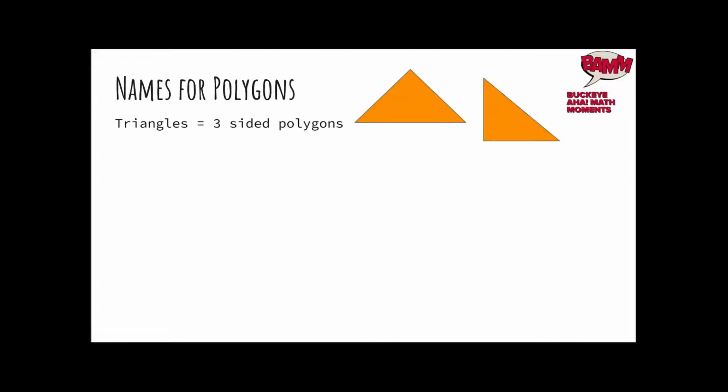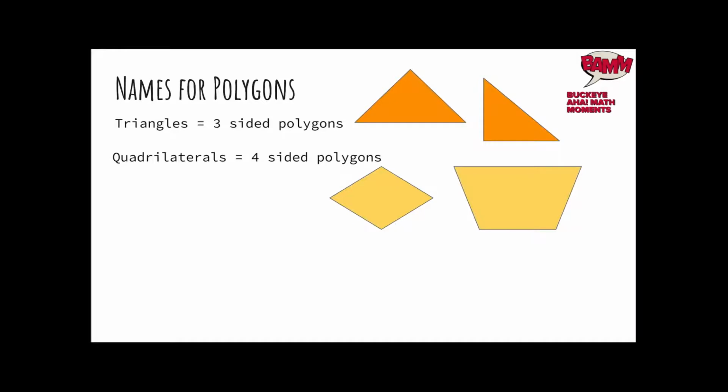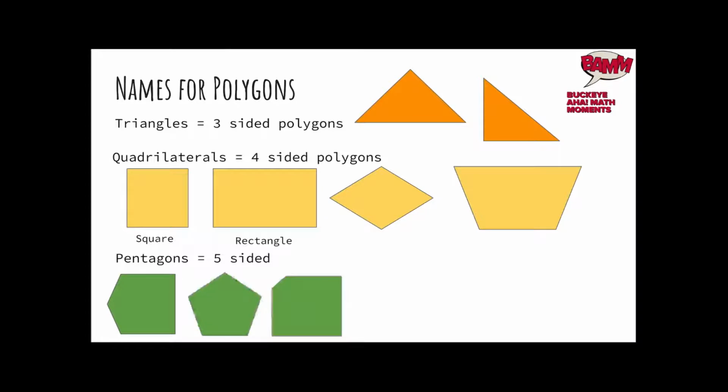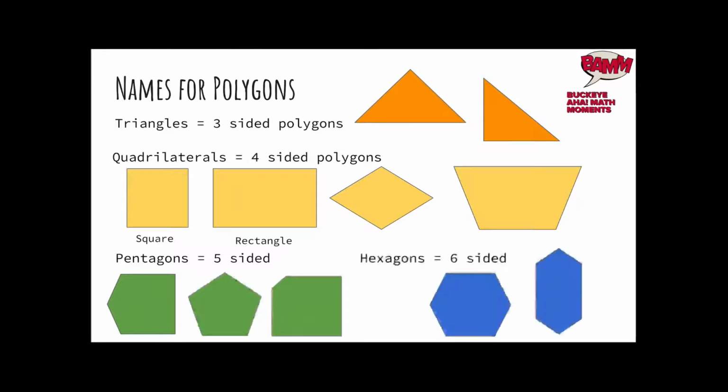We like to name polygons depending on how many sides they have. So 3-sided polygons are called triangles. 4-sided polygons are called quadrilaterals. And you may be more familiar with some specific quadrilaterals like squares or rectangles. 5-sided polygons we call pentagons, and 6-sided polygons we call hexagons. Now, there are names for polygons which have more than 6 sides, but these are probably the most common and probably the ones we'll be working with the most this week.